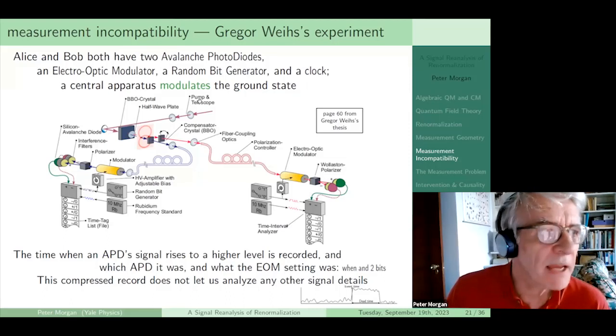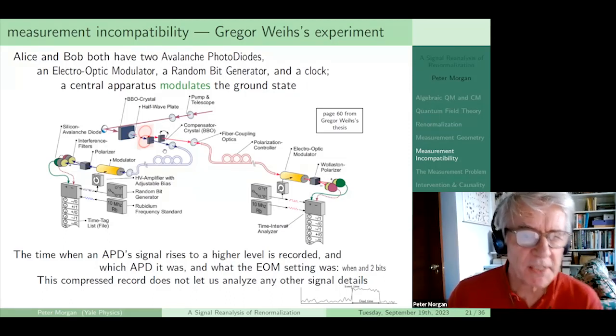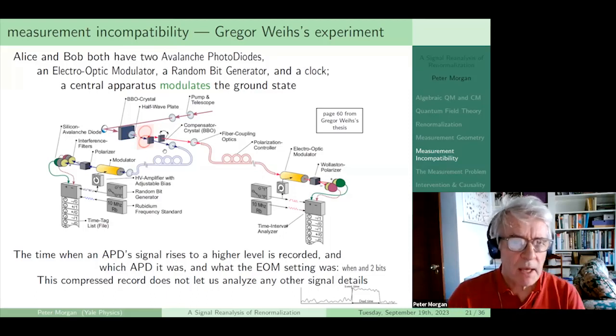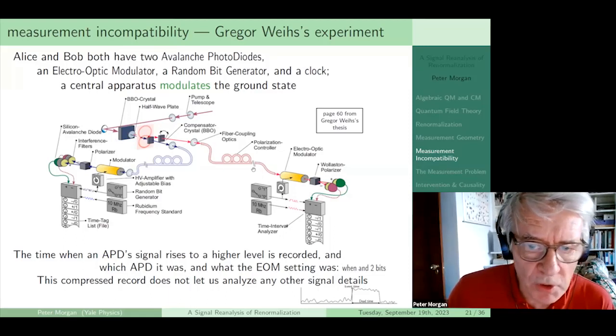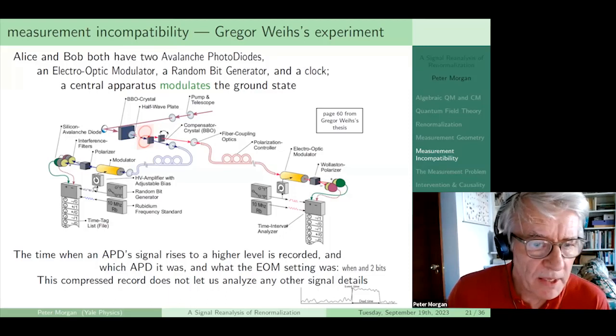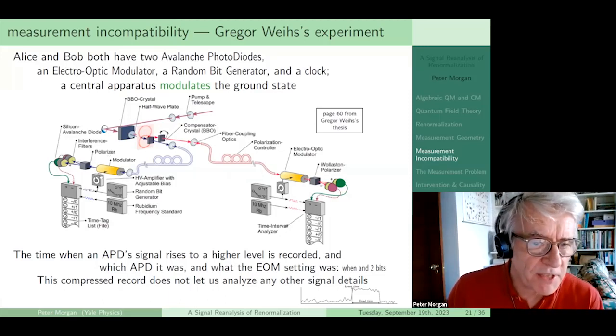And what I particularly like about this is that he talks about pumping the apparatus. He doesn't talk about injecting photons into the apparatus. He talks about pumping, and I'll say he's pumping the electromagnetic field. He's pumping the noise. And so he pumps the noise into there, and then Alice and Bob both have an avalanche photodiode. They have an electro-optic modulator. They have a random bit generator that sets an input to that modulator, and then a clock.